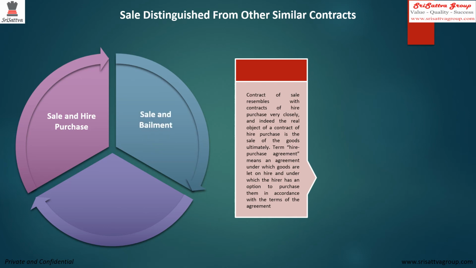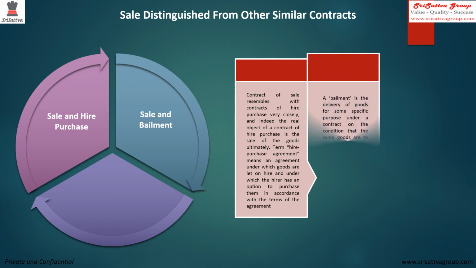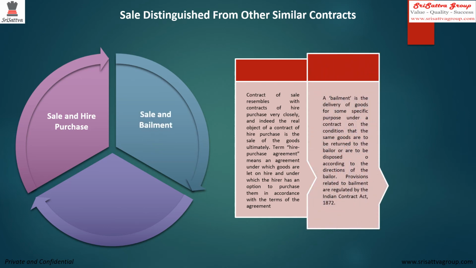Sale and bailment. A bailment is the delivery of goods for some specific purpose under a contract on the condition that the same goods are to be returned to the bailor or are to be disposed of according to the directions of the bailor. Provisions related to bailment are regulated by the Indian Contract Act 1872.